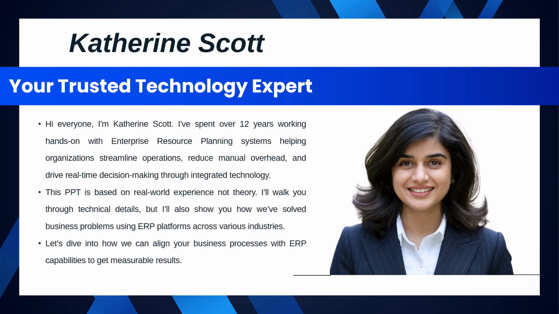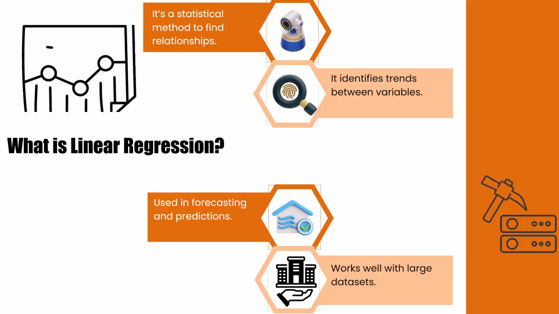Let's dive into the technical magic behind it because when you understand how it works, you'll see exactly why it's a game changer. Think of linear regression as the crystal ball of statistics. It helps us find connections between different data points, like sales and marketing spend. Businesses use it all the time to plan their next big moves. And don't worry, there's no magic involved, just pure mathematical logic.